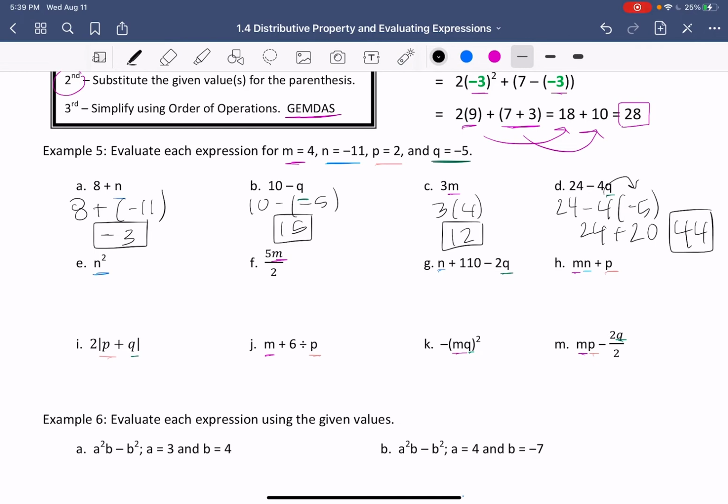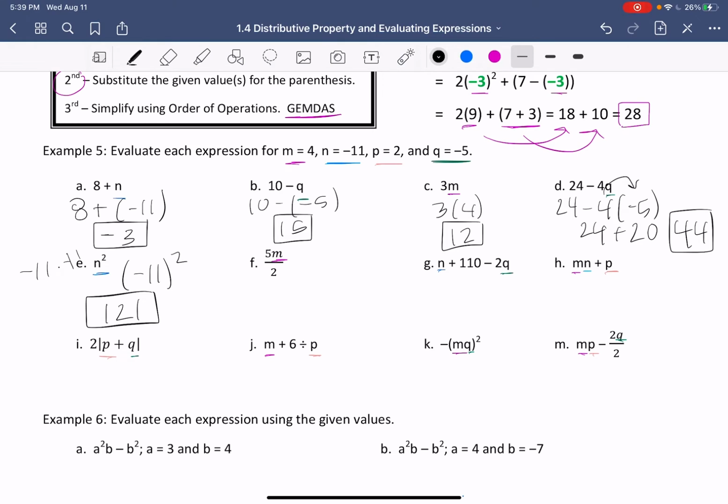All right, n squared. n is equal to negative 11. So we're going to have negative 11 squared. Remember that that is saying negative 11 times negative 11. I don't have much room, but negative 11 times negative 11, it's not negative 11 times 2. It's going to be 121.